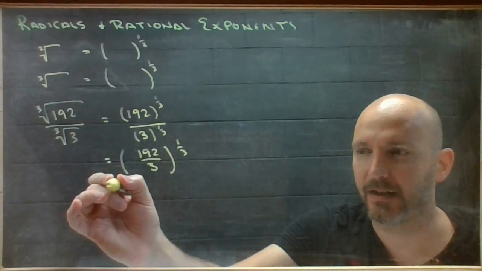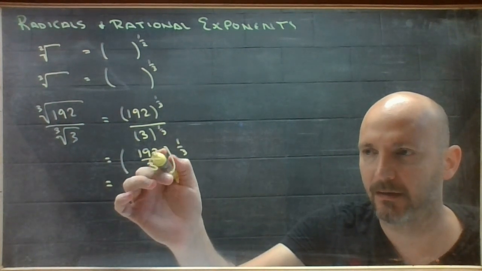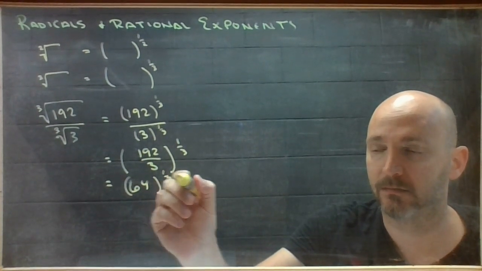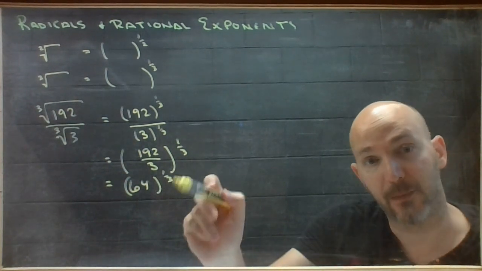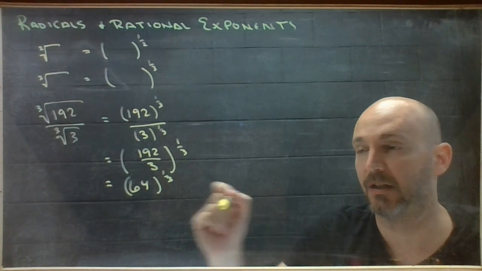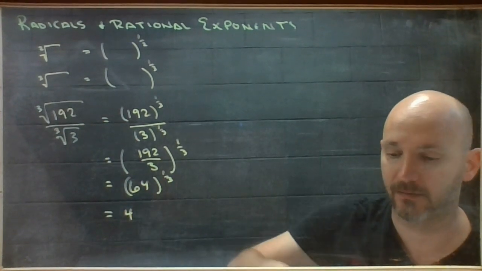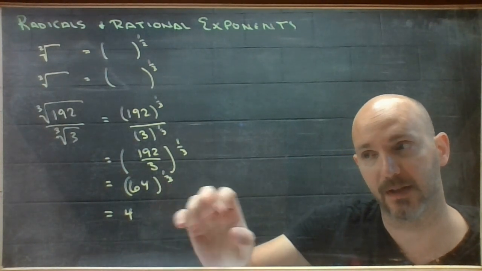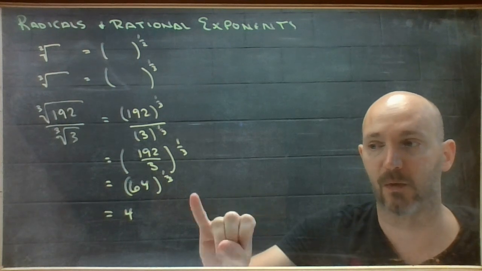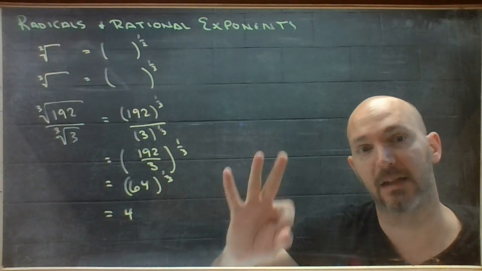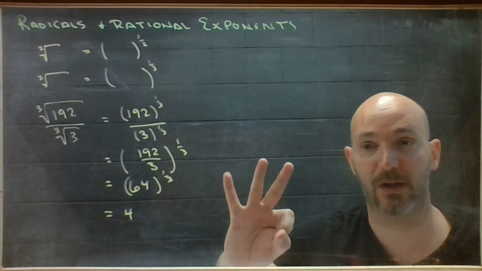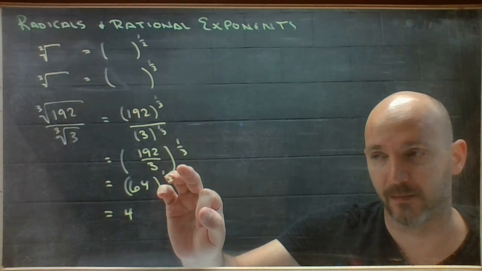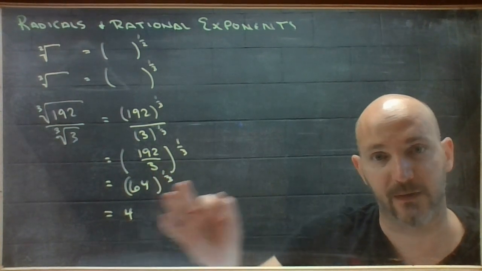Now 192 divided by 3 is 64. And if you park this in your calculator, you end up getting 4 as an answer. Now again, I'm trying to neutralize a third radical, so I need some number that's cubed. And 4 times 4 is 16. 16 times 4 is 64. So 4 cubed is 64. So the cube and the base 3 radical undo each other, and I'm left with just that number.